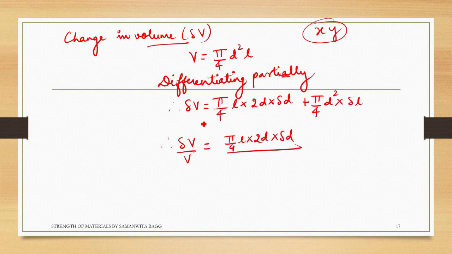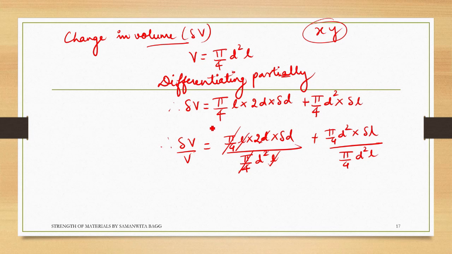So therefore, delta V by V will be pi by 4 L into 2D into delta D upon, now rather than writing V here, I'll write this formula, pi by 4 D square L plus pi by 4 D square into delta L upon pi by 4 D square L. So you can see pi by 4 gets cancelled here, L also gets cancelled, one diameter gets cancelled. So the first term reduces to 2 delta D upon D. When I talk about the second one, pi by 4 gets cancelled, D square also gets cancelled. So what remains is delta L by L.